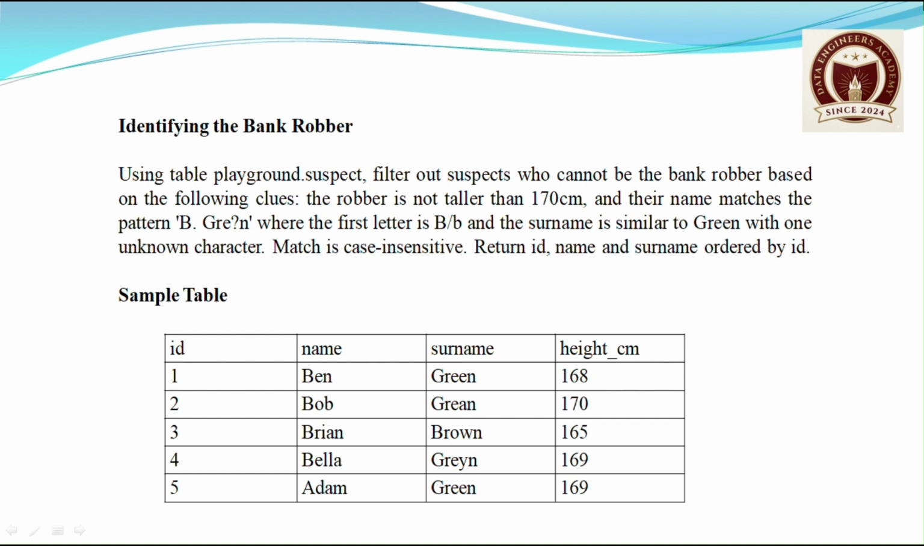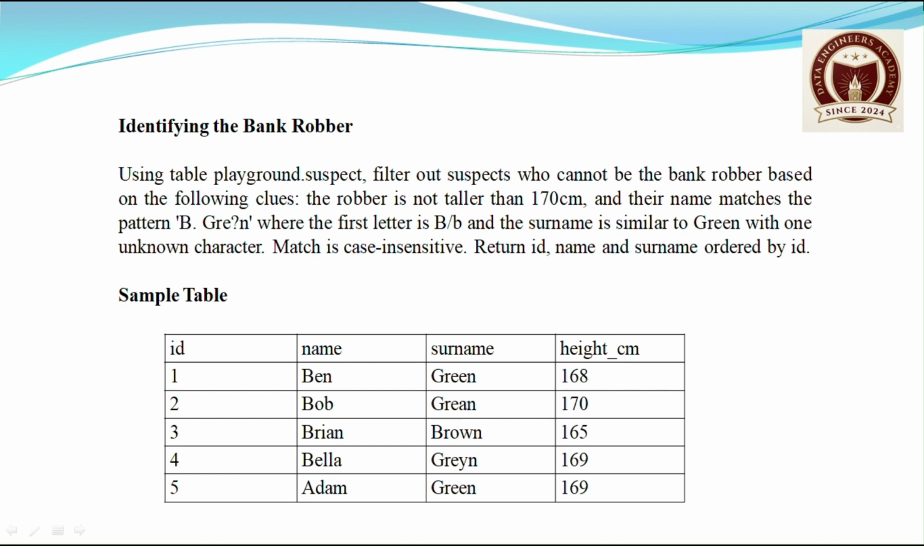Now here's the scenario. A bank robbery has taken place, and we have a few clues about the suspect. Our job is to filter out everyone who cannot possibly be the robber based on these clues. The first clue tells us that the robber is not taller than 170 centimeters. So anyone taller than that is automatically ruled out.